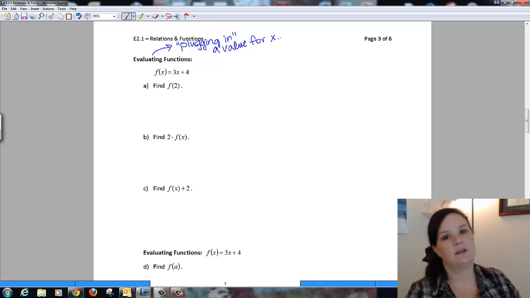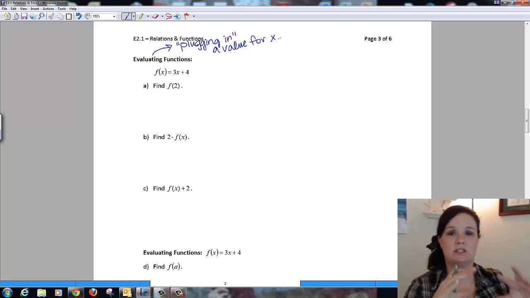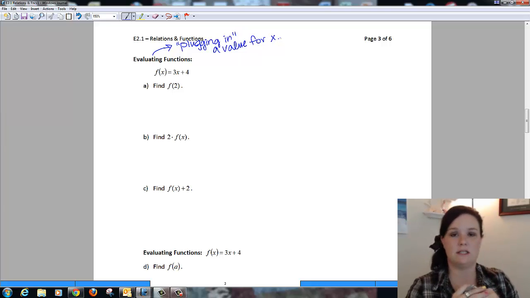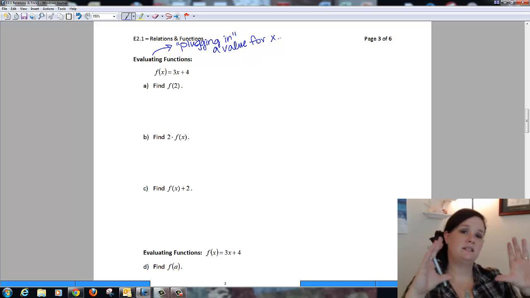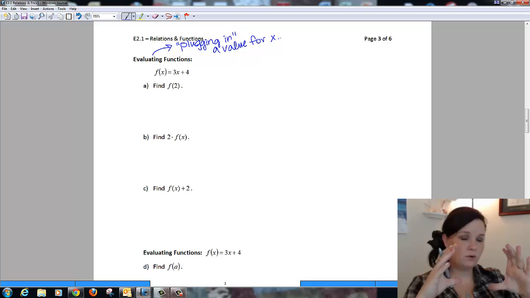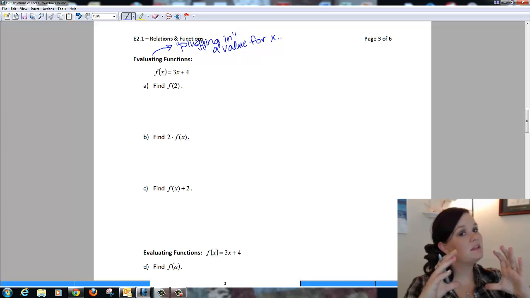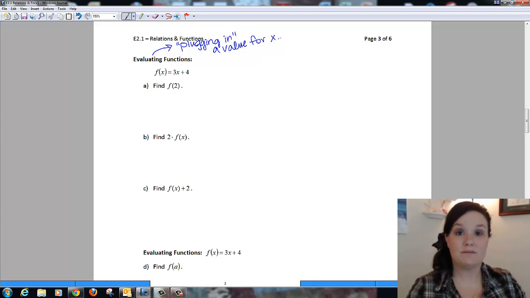Now, not always are we going to plug in something for x. Sometimes we just take a function and we add something to it. Okay, we add to the output or we subtract from the output. But basically, we're looking at what's inside our parentheses. If it's anything other than an x, that's what we're going to plug in for x.